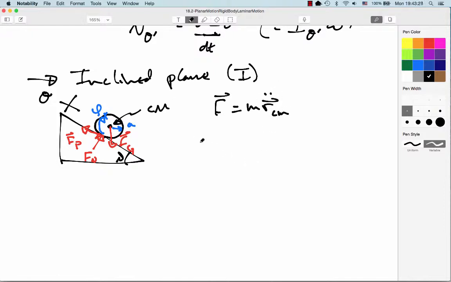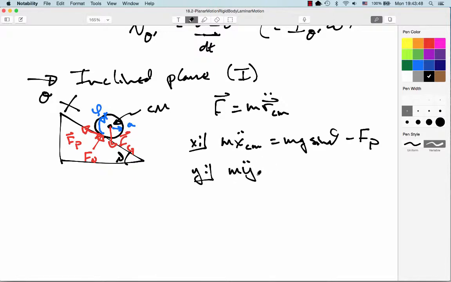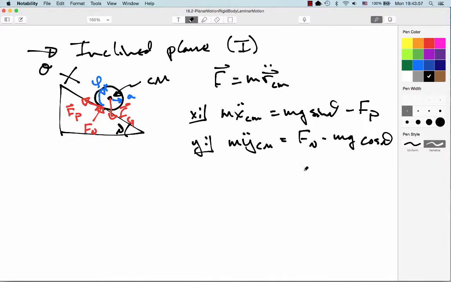So this will give us 2 equations. It'll give us an x equation of motion, so m x_CM double dot will be equal to mg sine theta minus our F_P, and our y equation of motion will be m y double prime CM equals F_N minus mg cosine theta.